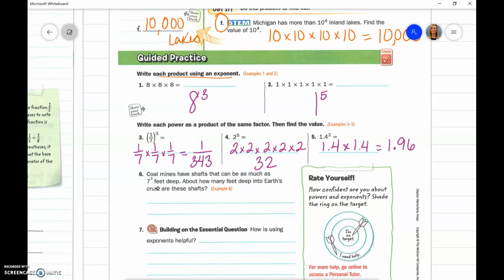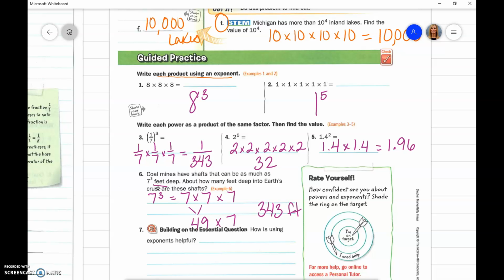Okay? Let's take a look at this one. It says the coal mines have shafts that can be used 7 to the 3rd feet deep. How many feet deep is the Earth's crust on these shafts? So 7 to the third is written as 7 times 7 times 7. 7 times 7 is 49. 49 times 7 is 343, and we better label it with feet.